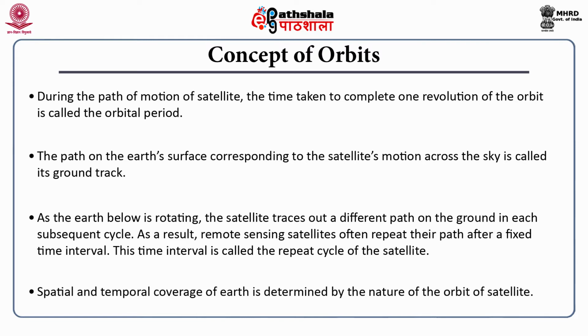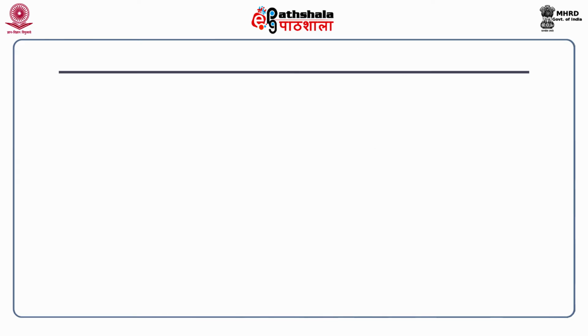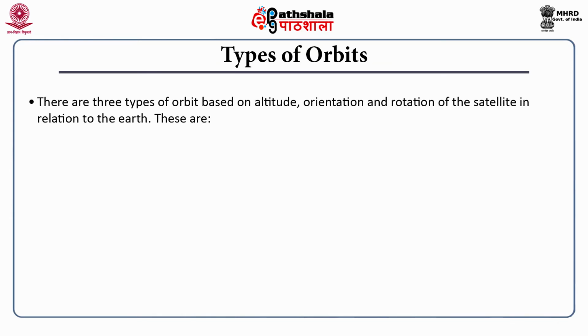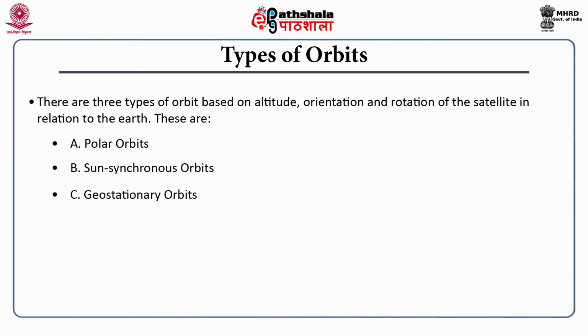The spatial and temporal coverage of the earth is determined by the nature of the orbit of the satellite. Now, let us have a look at the types of orbits. There are three types of orbits based on altitude, orientation and rotation of the satellite in relation to the earth. These are polar orbits, sun synchronous orbits and geostationary orbits.